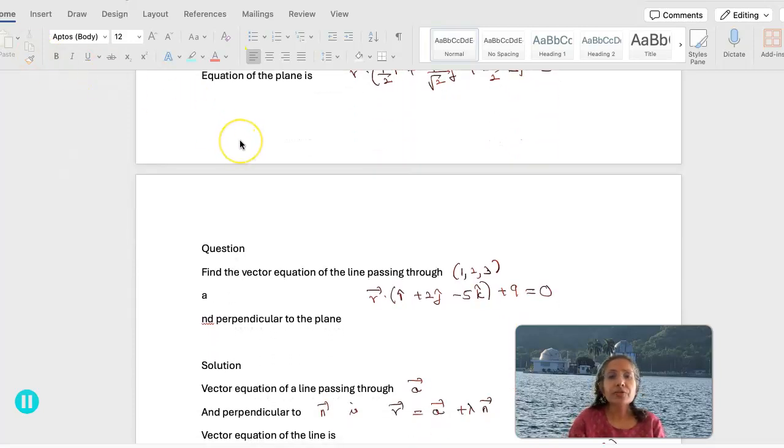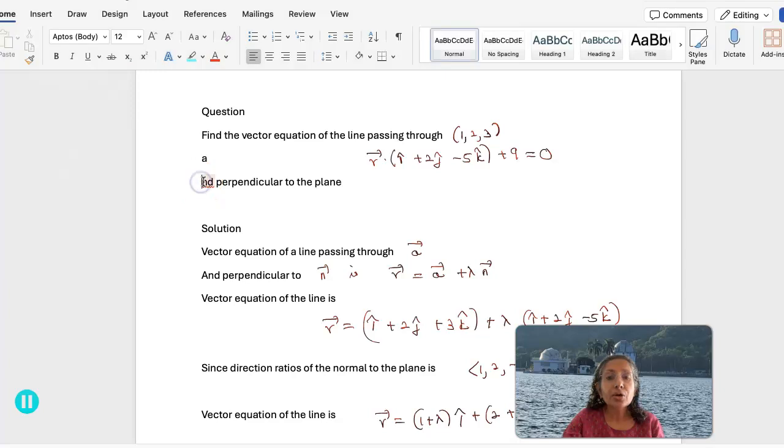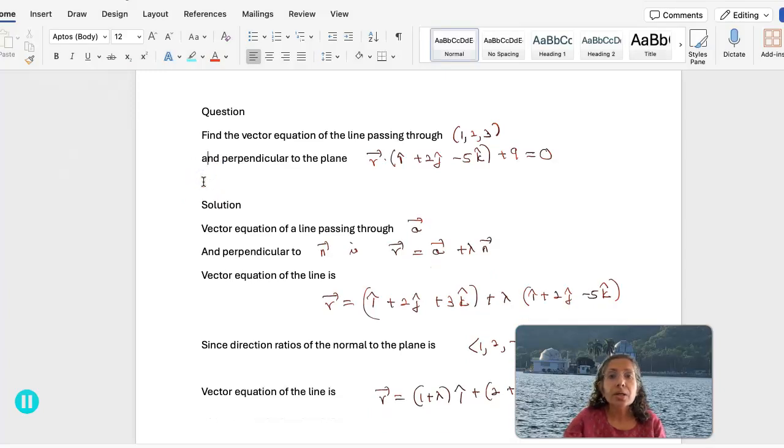Find the vector equation of the line passing through (1, 2, 3) and perpendicular to the plane r dot (i plus 2j minus 5k) plus 9 equal to 0. So the vector equation of a line is given by a plus lambda b, a line passing through a and perpendicular to n. Now here the line is passing through (1, 2, 3).